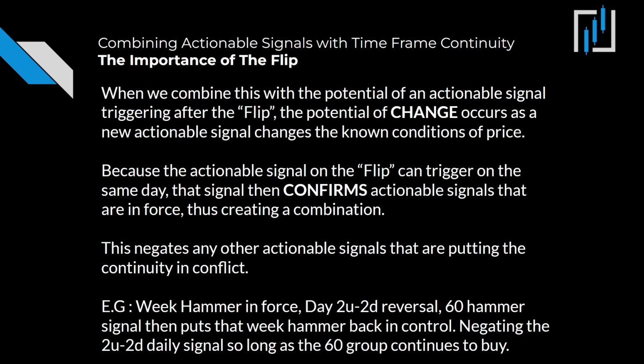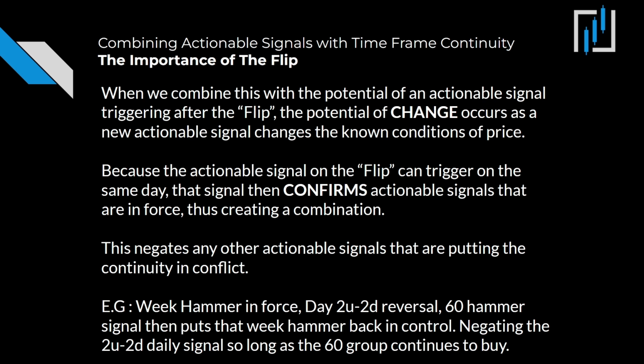When we combine this with the potential of an actionable signal triggering after the flip, the potential of change occurs, as a new actionable signal changes the known conditions of price. Because the actionable signal on the flip can trigger on the same day, that signal then confirms actionable signals that are in force, thus creating a combination. This negates any other actionable signals that are putting the continuity in conflict.